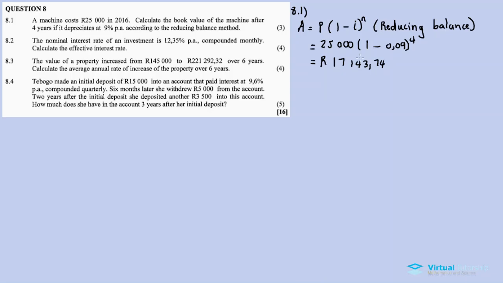Now 8.2: the nominal interest rate of an investment is 12.35% per annum compounded monthly. Calculate the effective interest rate. So here we want the effective interest rate. The effective interest rate is calculated using the formula 1 plus effective interest rate is equal to, in brackets, 1 plus nominal interest rate divided by the compounding period, which in our case is monthly, so it will be 12.